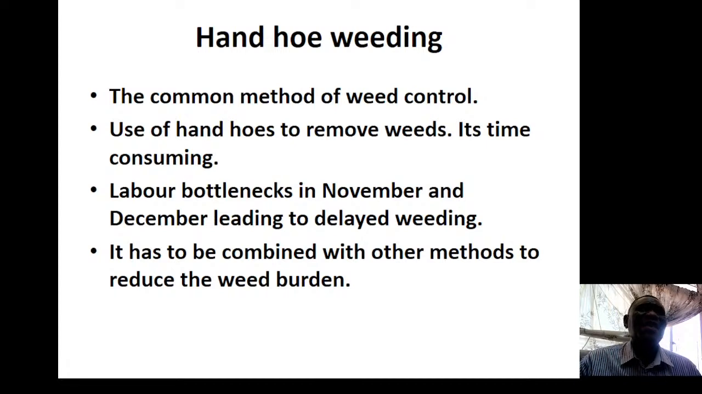It's time consuming. There could be labor bottlenecks in November and December, and this can lead to delayed weeding because there are so many agricultural activities which require human labor. It could be plowing and so on, and planting. It has to be combined with the other methods. This hand hoeing needs other methods to reduce the weed burden.